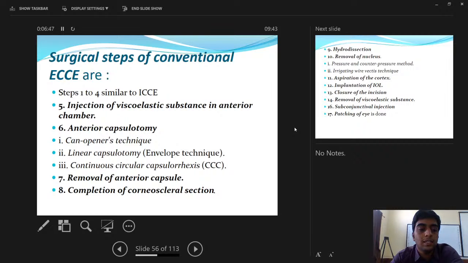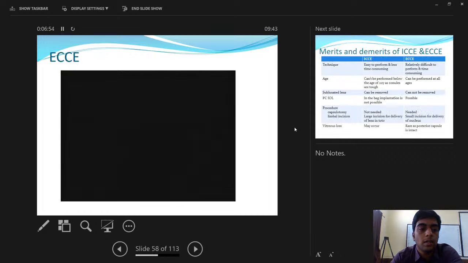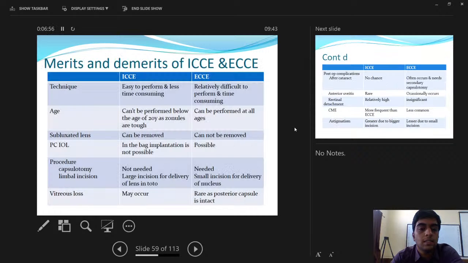So conventional ECCE has various steps. The disadvantage of conventional ECCE is that it requires a lot of suturing after the surgery, whereas small incision cataract surgery and phacoemulsification are sutureless surgeries. So the main differences between ICCE and ECCE: ICCE is easy to perform and less time consuming, whereas ECCE is relatively difficult to perform and time consuming.